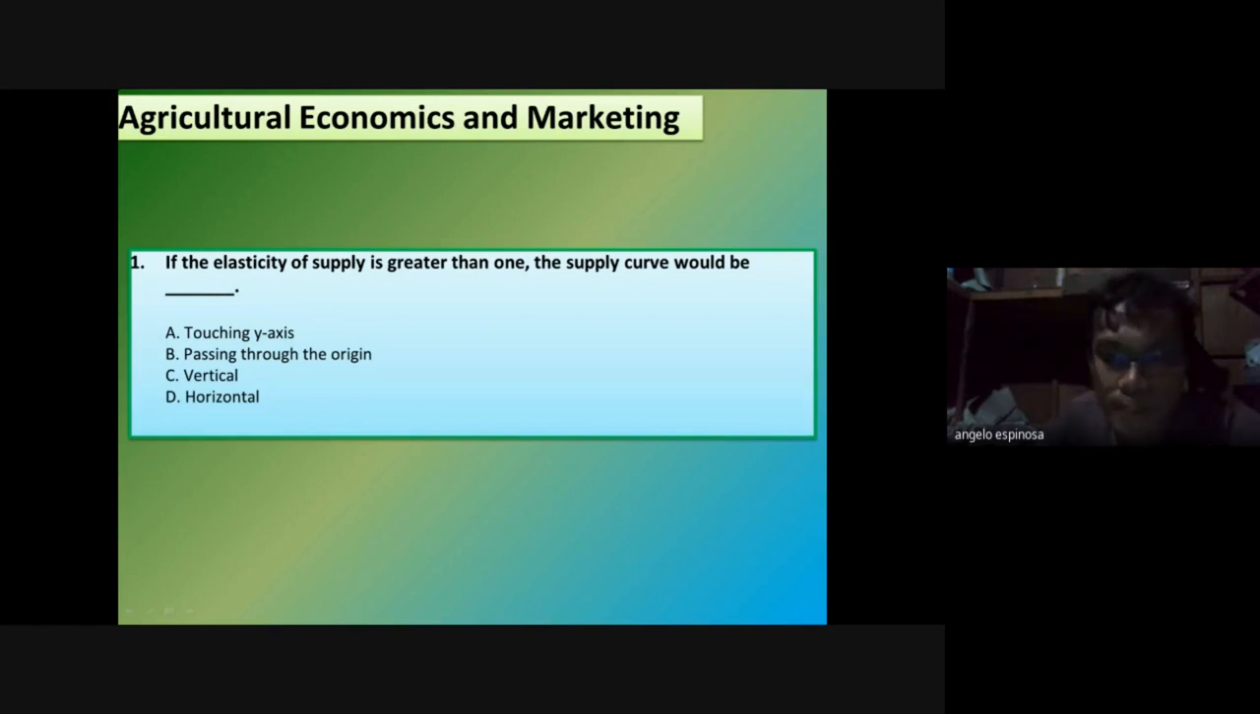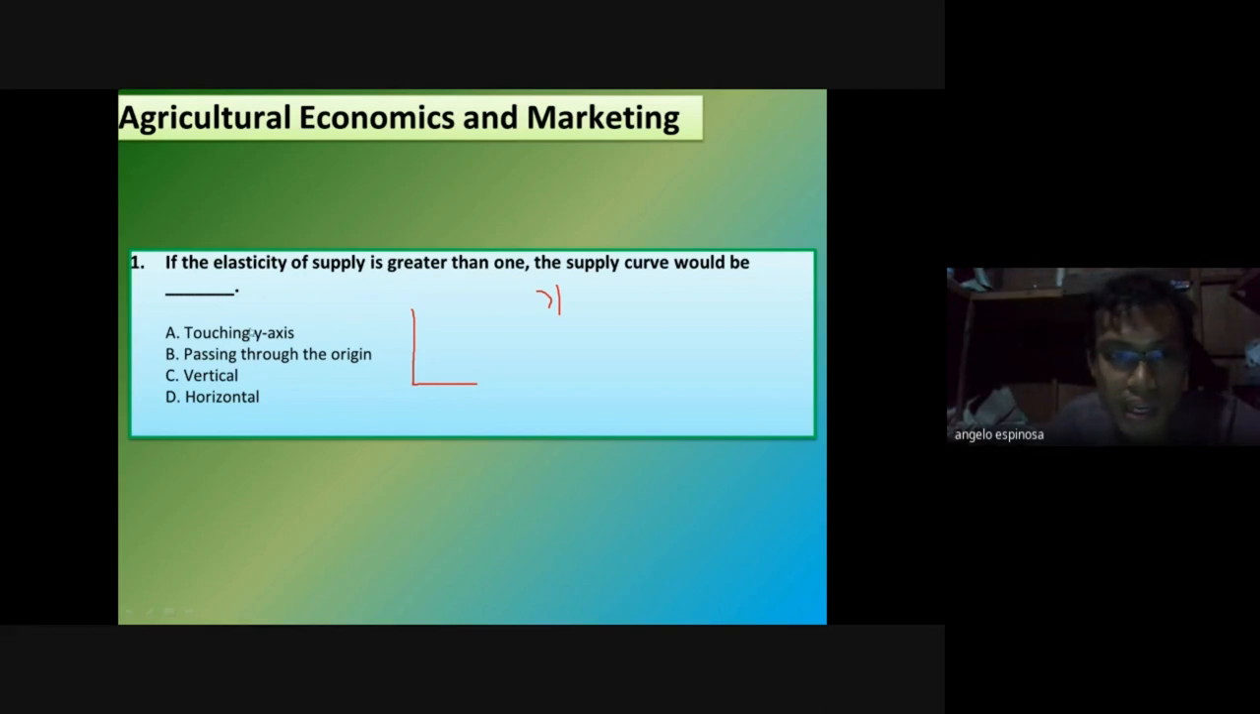Okay, the question here is that if the elasticity of supply is greater than 1, what would the supply curve be? Pag greater than 1, ano ang form ng supply? Pag greater than 1, that is touching the y-axis. So that being what we call greater than 1, that is touching the y-axis. Bakit touching the y-axis if it is greater than 1? Okay, dali.